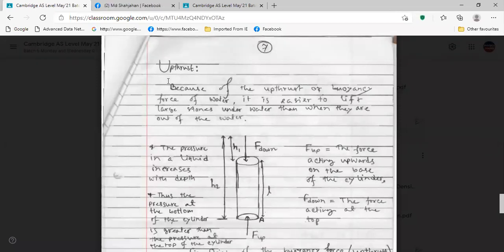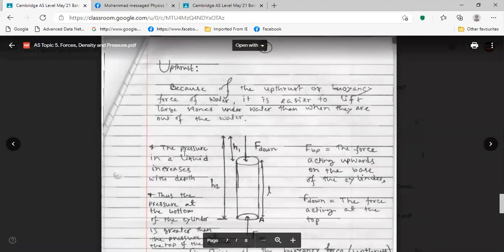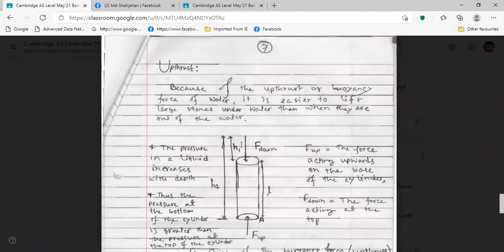So upthrust is a lift force that can be coming from water or from air. Okay, so it's coming from fluid. Now look, here we have how upthrust is working. That one we are going to find now.